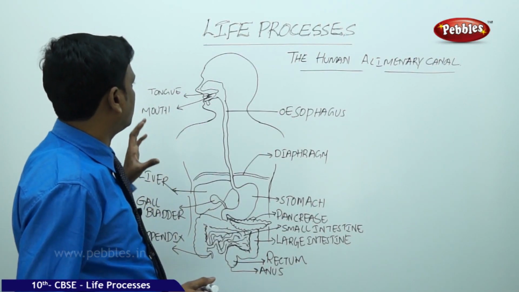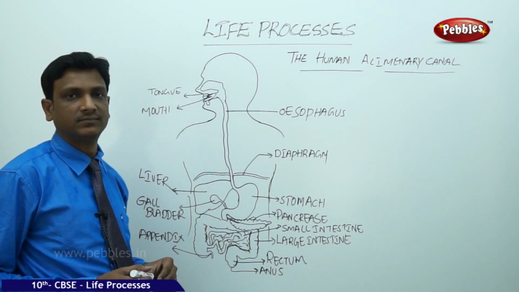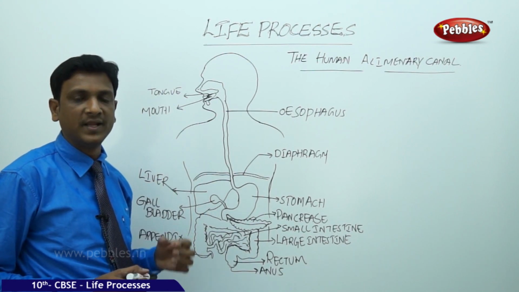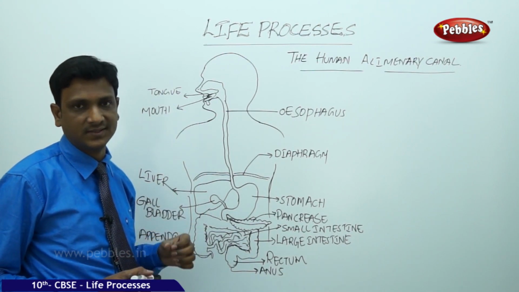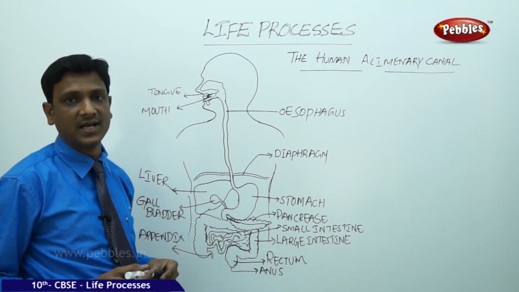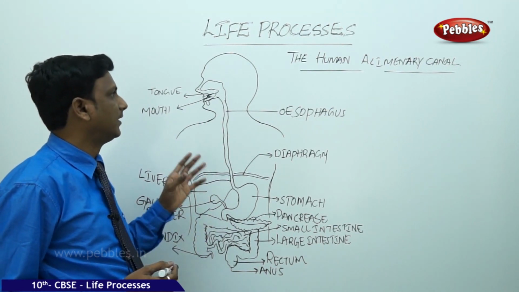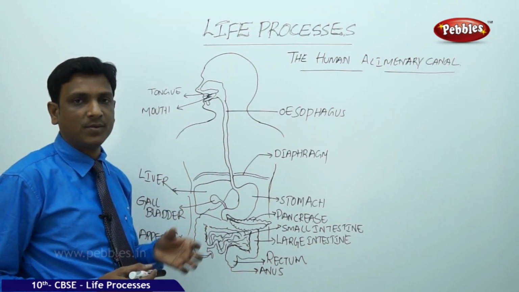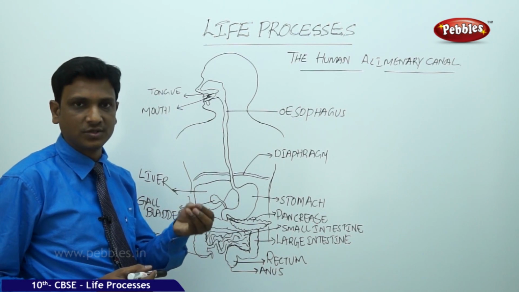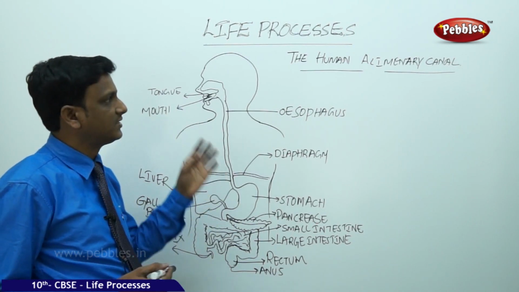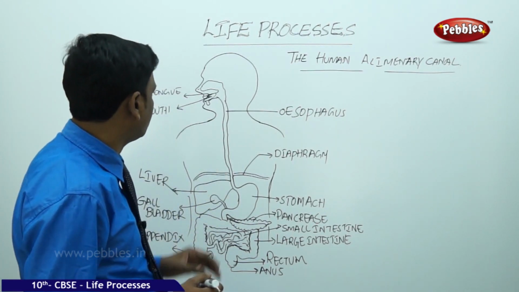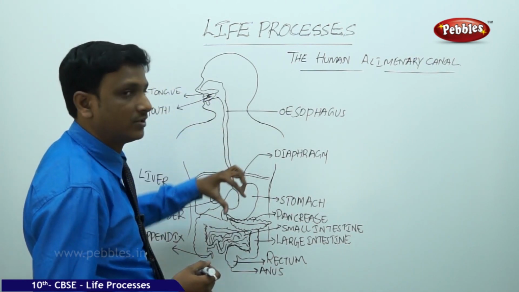So let us look at the nutrition in human beings. It's carried out by a complex and well-organized structure called the alimentary canal. So the process of digestion, the process of nutrition takes place in this alimentary canal. This is a long tube-like structure.